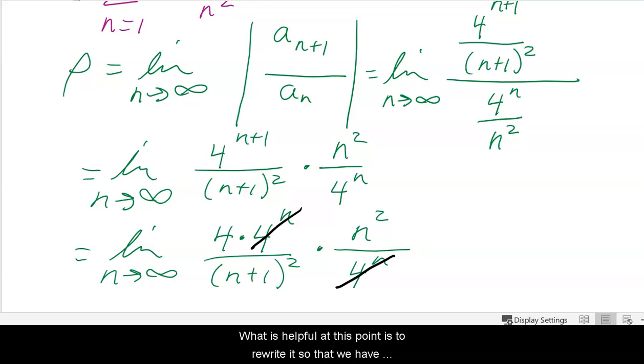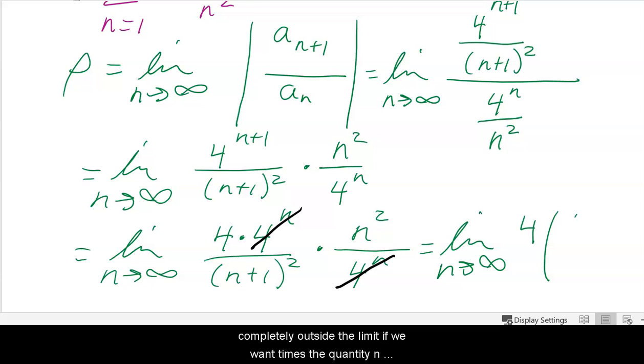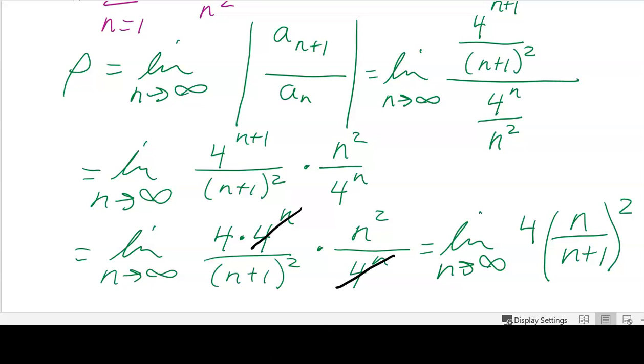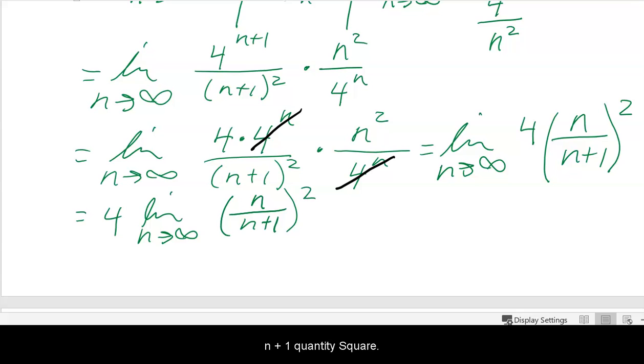What is helpful at this point is to rewrite it so that we have the square outside all of the things being squared. This means that we can write the 4, which could come completely outside the limit if we want, times the quantity n divided by n plus 1 quantity squared. If we pull the 4 to the outside of the limit, this will lead to 4 times the limit as n goes to infinity of n over n plus 1 quantity squared.